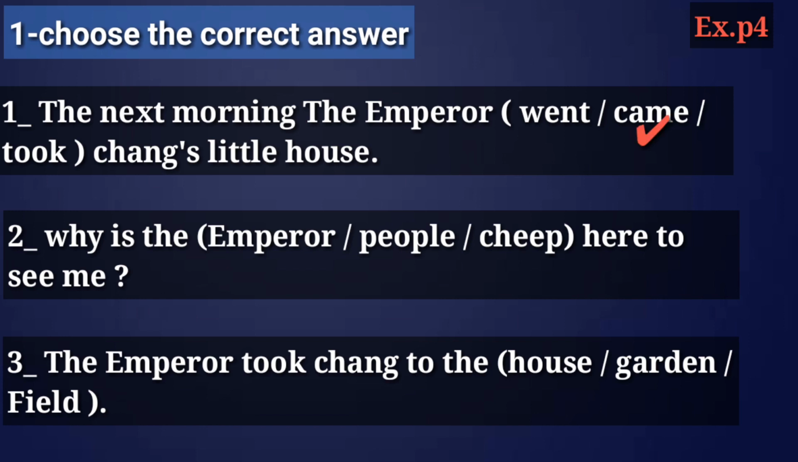Number 2. Why is the emperor people cheap here to see me? The answer is why is the emperor. Number 3. The emperor took Chang to the house, garden, field. The answer is field.